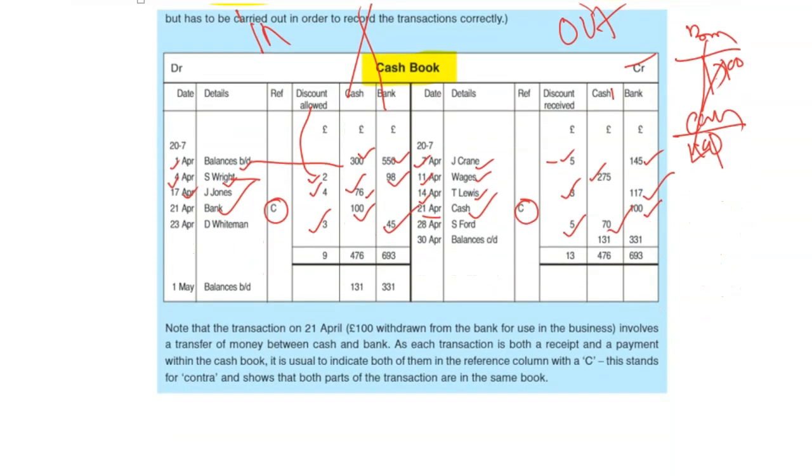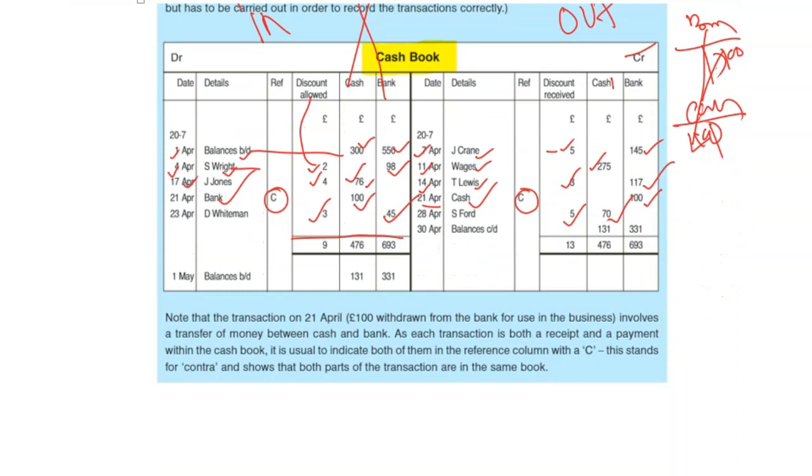Let's do the balancing. How do you do the balancing? At first, get the total. You need to check which side is bigger. Remember, for discount allowed and received, we don't do any balancing. Just add 2 plus 4 plus 3. That gives you 9. Then 5 plus 3 plus 5 again. It gives you 13. After that, balancing for the cash account or bank account is as usual, normal.